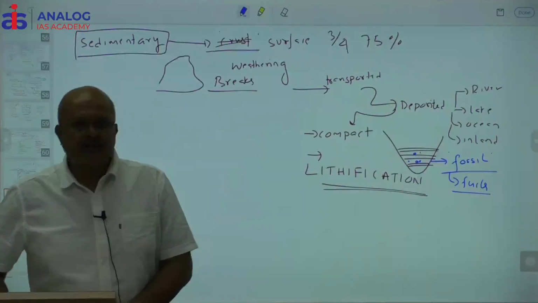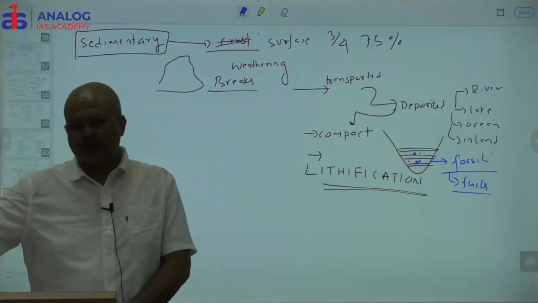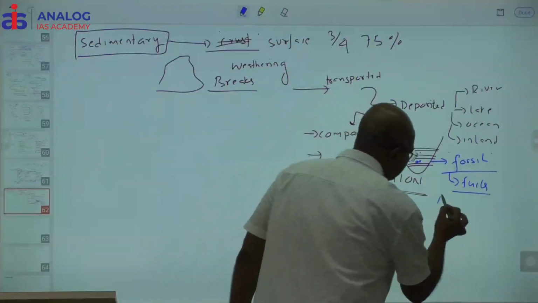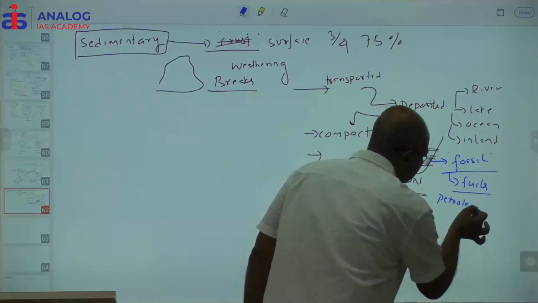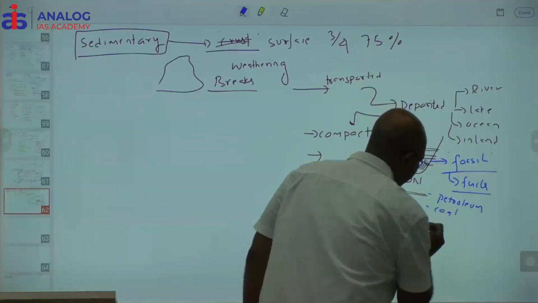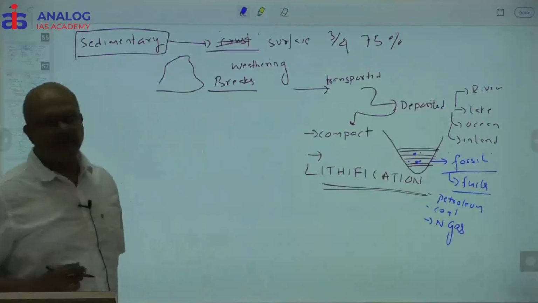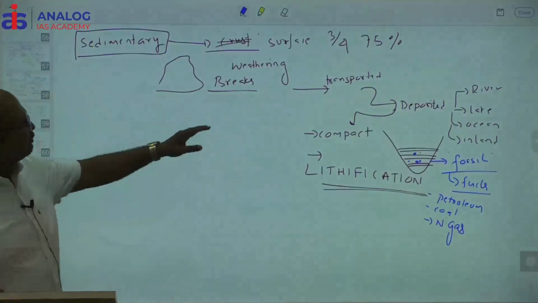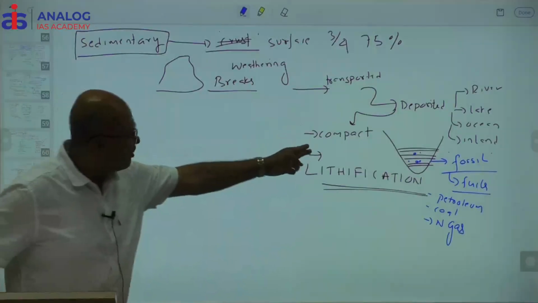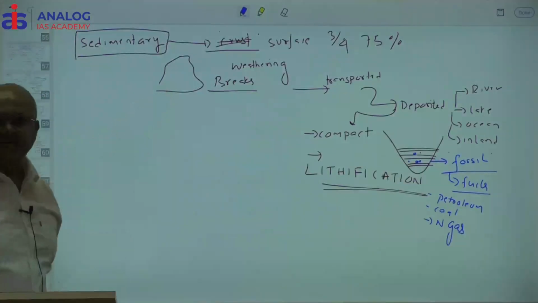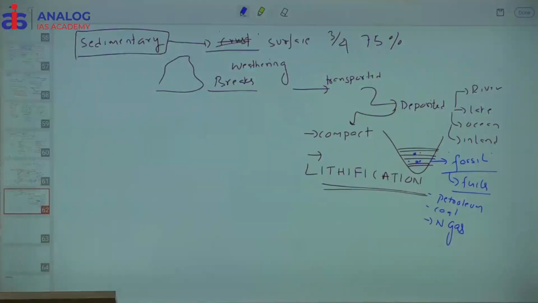The dead plants and animals, under certain temperature and pressure, convert themselves into either petroleum, coal, natural gas, etc. We refer to them as fossil fuels. So the process involved is weathering, transportation, compaction, and lithification. We refer to that as sedimentary rocks. And on the earth, we always know that 75% of the rocks are sedimentary rocks.